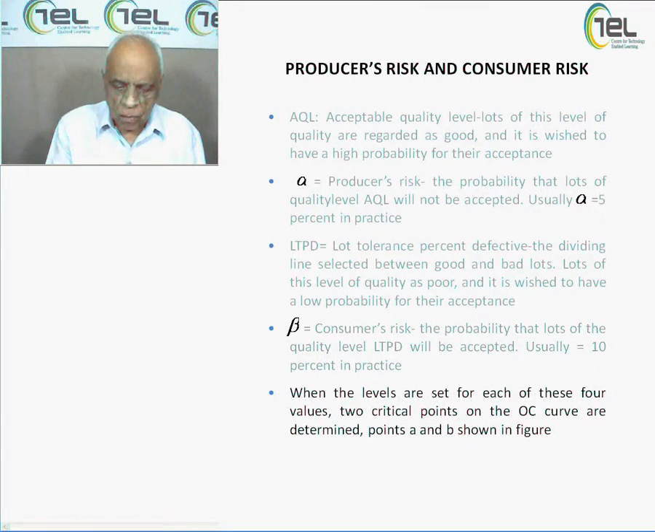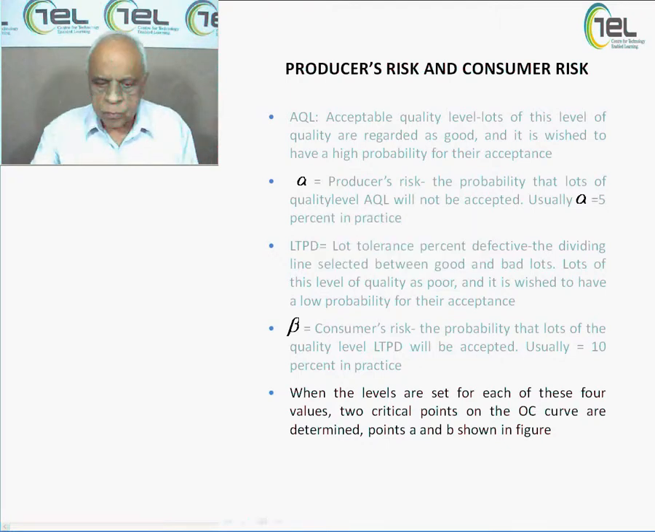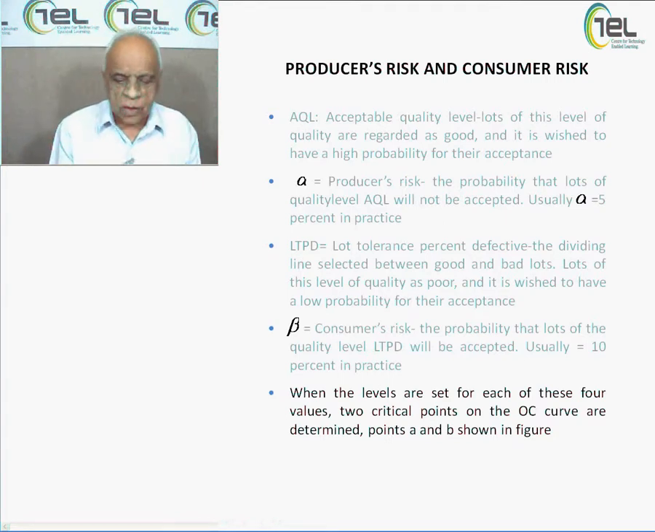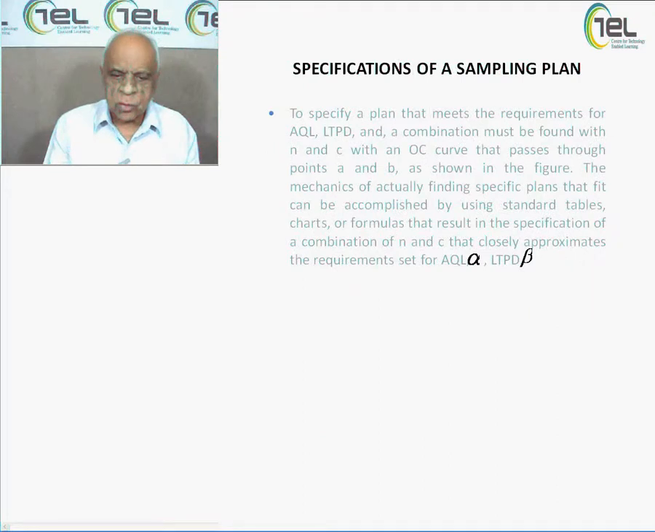When the levels are set for each of these four values, there are two critical points on the curve, and these are determined points, as shown in the figure here. So that is how we take producer risk and consumer risk into consideration.